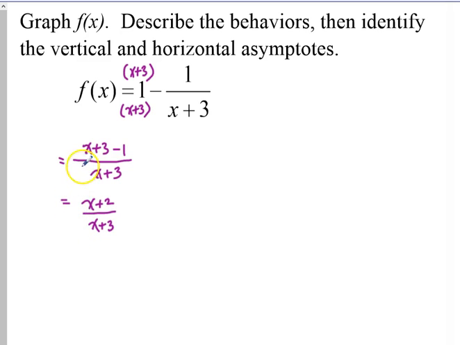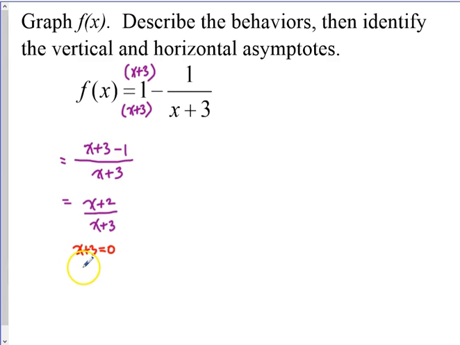And now we have to determine where is the vertical asymptote. Well, that's going to be the place where x would cause this fraction to be undefined, right? So the value of negative 3 is going to cause this to be undefined. So let's set that up. So therefore, x equals negative 3 is our vertical asymptote.